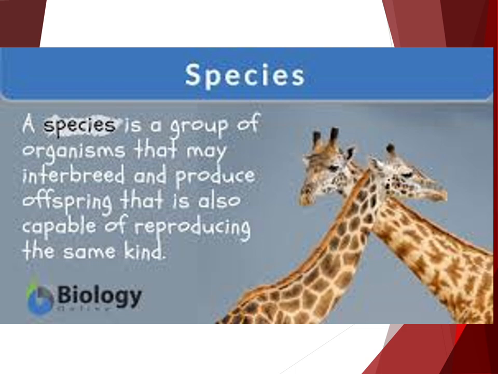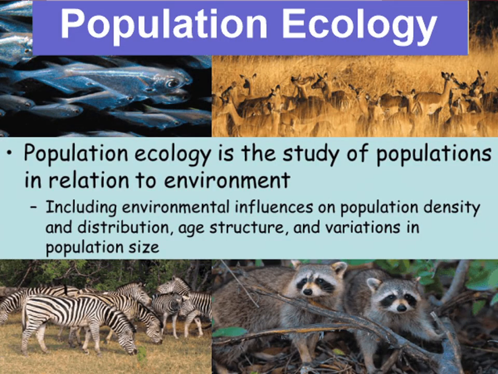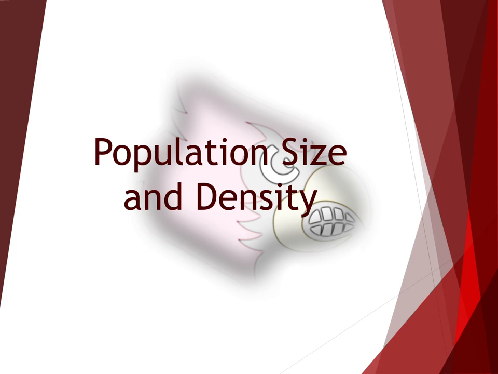A species is defined as a group of interbreeding organisms that can produce fertile offspring. Population ecology focuses on all the members of a given species living in a given location. Studying populations gives ecologists information about the population size, density, and distribution of organisms. Our next main idea, population size and density.